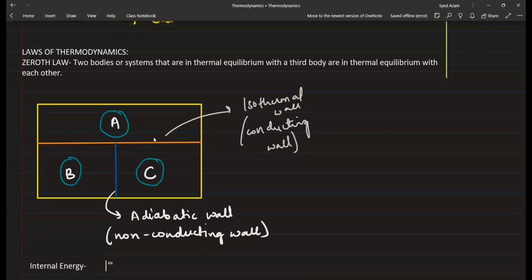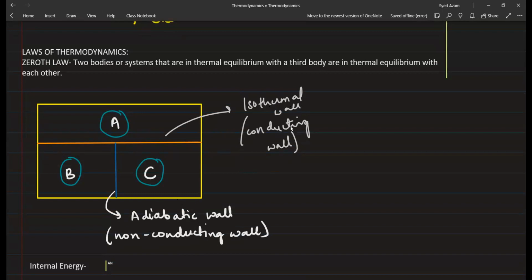This wall, this orange wall, this is an isothermal wall. Isothermal wall means it has a constant temperature, but it is a conducting wall. We'll be talking about all these processes, isothermal, adiabatic, so you will see the conditions. Right now for isothermal, just understand that the temperature remains constant. So it's a conducting wall.